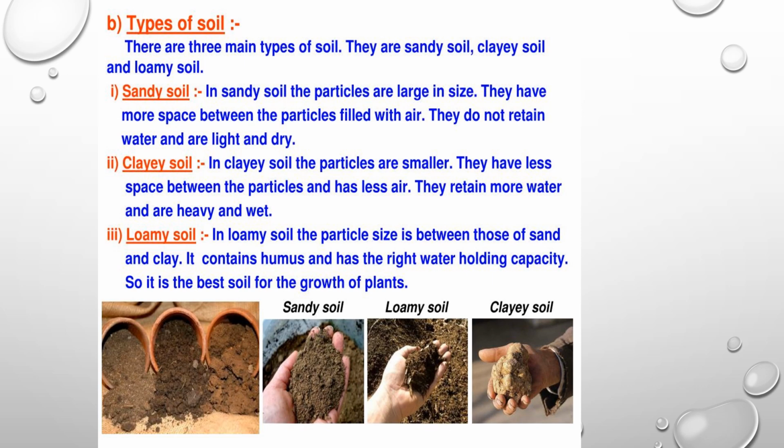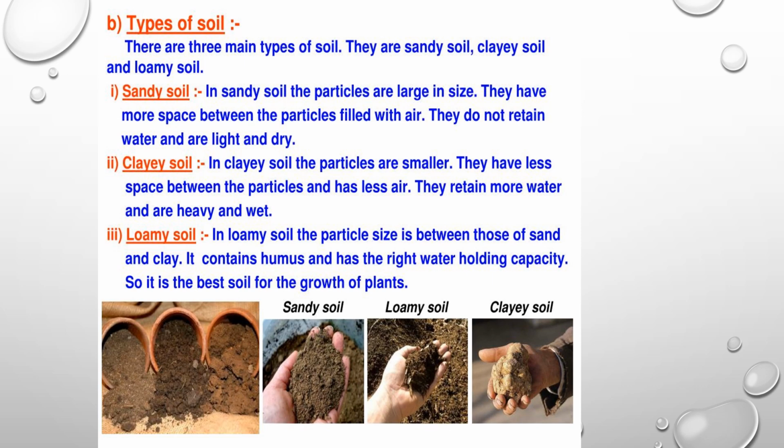Then loamy soil contains sand, clay, and another type of soil particle called silt, S-I-L-T. I repeat, loamy soil contains sand, clay, and another type of soil particle called silt.